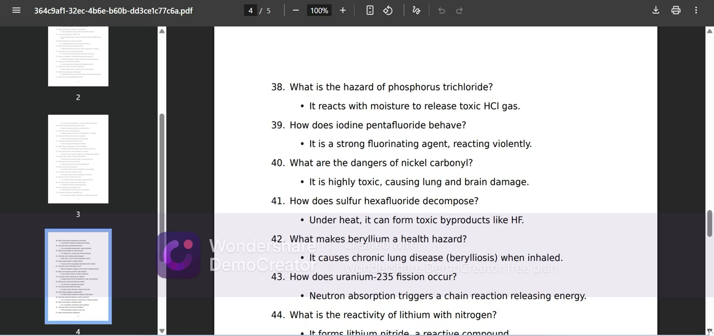How does iodine pentafluoride behave? It is a strong fluorinating agent reacting violently. What are the dangers of nickel carbonyl? It is highly toxic, causing lung and brain damage.